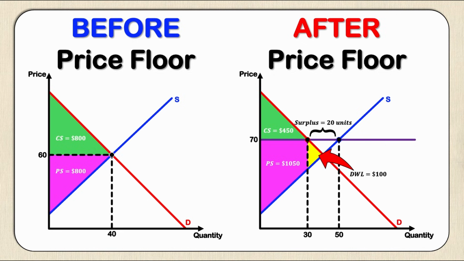We have a consumer surplus of $450, which is lower than the original, and a producer surplus, which is $1,050, which is higher than the original. So here we can see that a price floor benefits producers and hurts consumers. Finally, we have a deadweight loss of $100, meaning that the total economy is worse off because of this distortion from equilibrium. Now, this is a fully labeled and calculated price floor. Once again, to be binding, it must be above the equilibrium price.